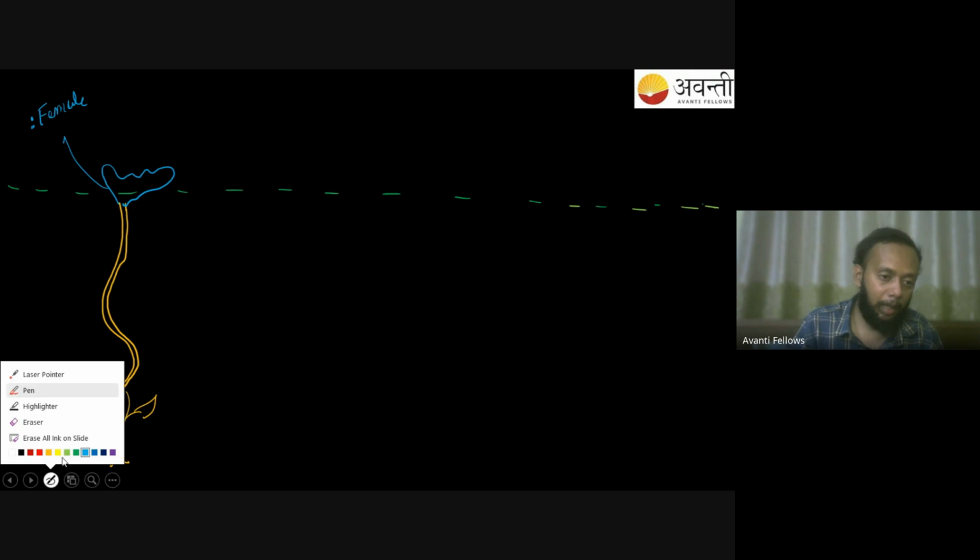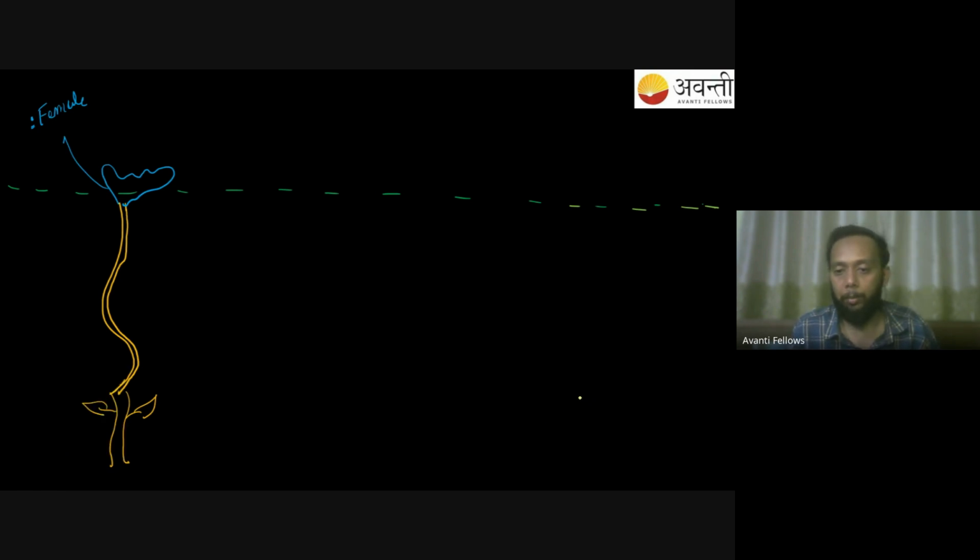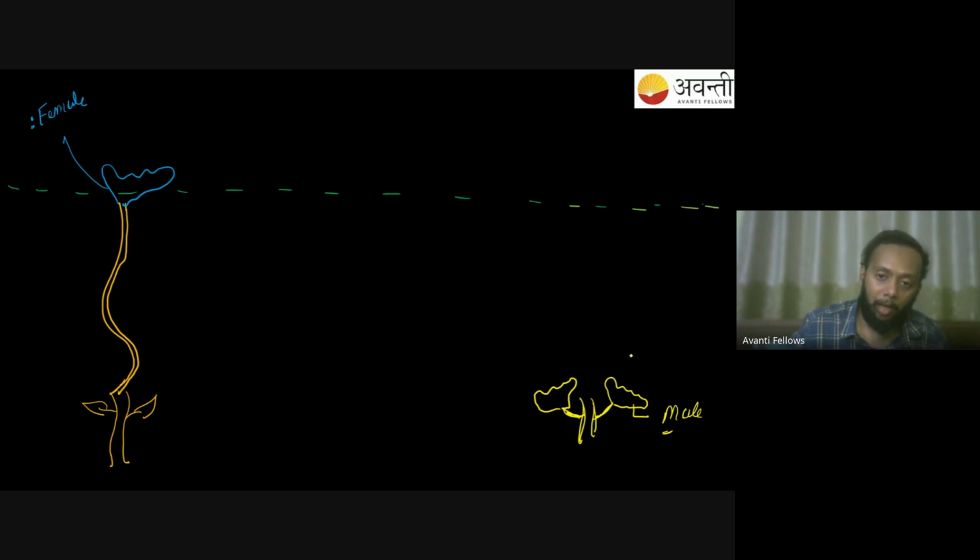Now, similarly, you'll have a male plant somewhere nearby, and the male plant will have male flowers. So assume that you have a male flower here. I'm just going to draw two male flowers. This is my male flower. Now understand what will happen. The male flower will detach from the male plant and come onto the surface. It will detach from the main plant. And now the male flower has reached the surface.